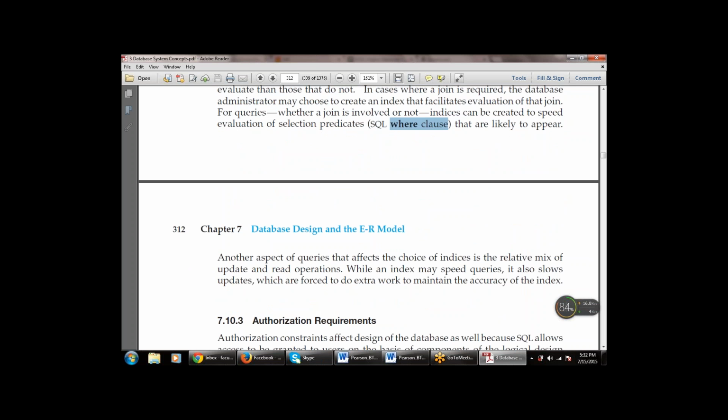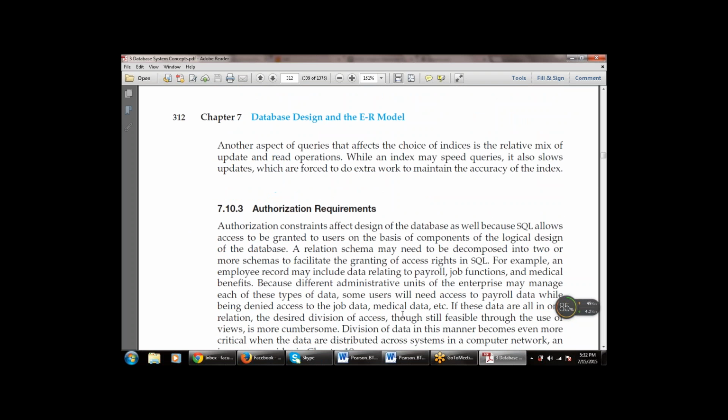Now the next aspect that is used is the authorization requirement. So what are the various authorization requirements? That is also an important phase. Authorization constraints also affect the design of the database as well as SQL, because SQL allows access to be granted to the user on the basis of the components of the logical design of the database. That is the authorization requirement.